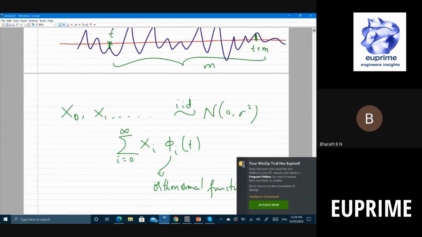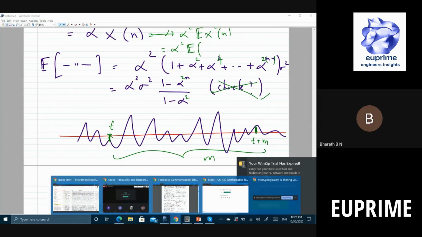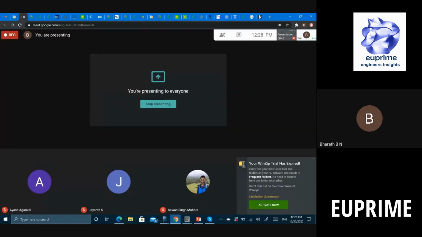So I think that's fine. Alpha squared sigma squared, and you have alpha to the power 4, alpha to the power 2(n minus 1) sigma squared. So now alpha squared sigma squared times 1 minus alpha to the 2n divided by 1 minus alpha squared. Okay, this is fine, you need not check. You know the mistake, right? It should be alpha to the power 4 because we are squaring it. Take this as an exercise and figure it out.